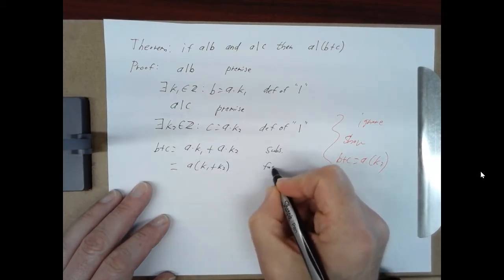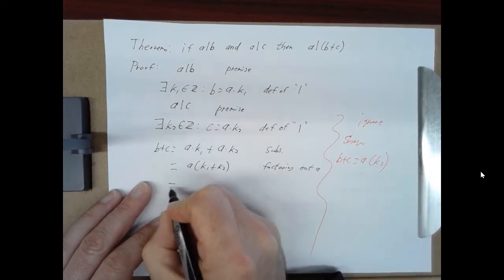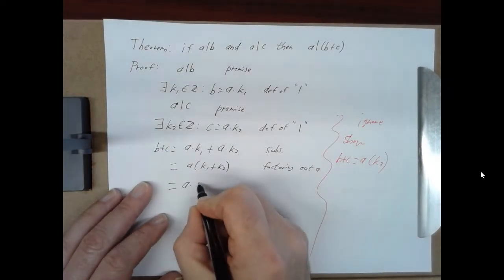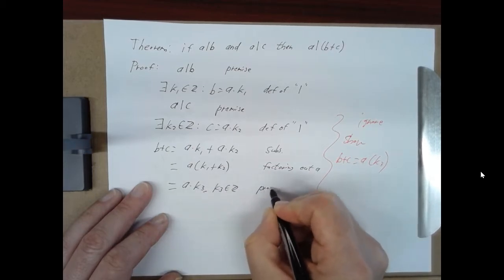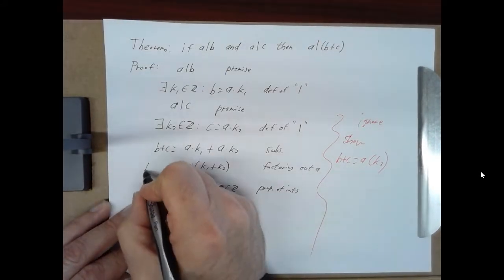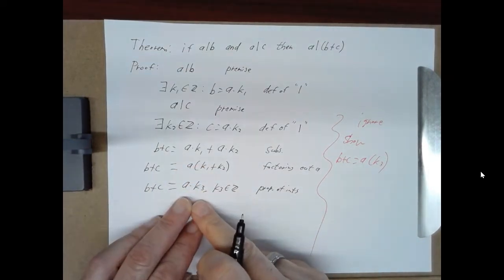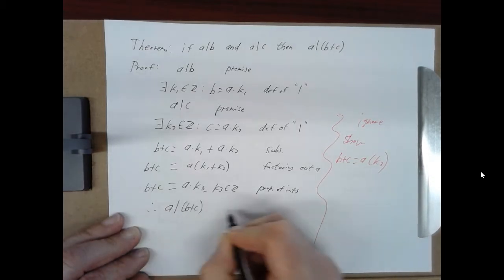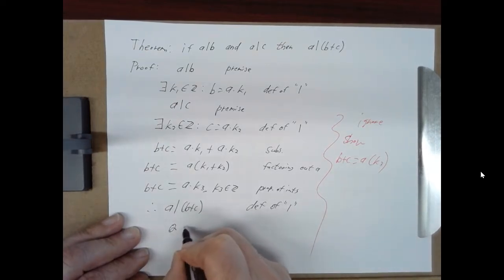That's factoring out A. And since K1 and K2 are integers, K1 plus K2 is an integer, so this is A times K3, where K3 is an integer, and that's properties of integers. And what have we just shown? We just showed B plus C is equal to A times some integer. That's the definition of A divides B plus C. And that's exactly what we were asked to show.